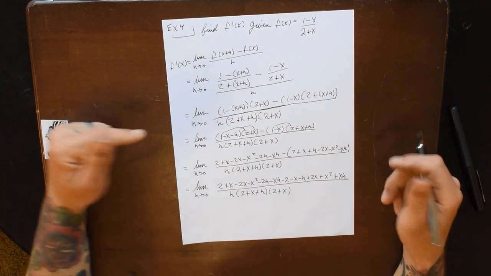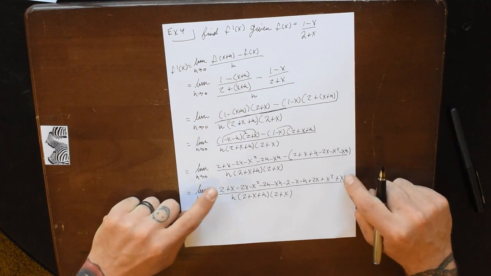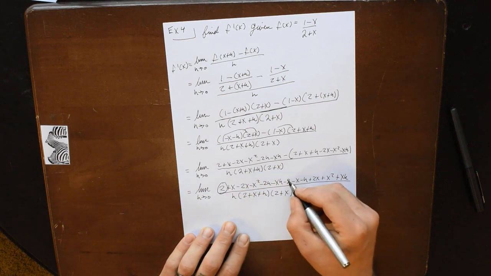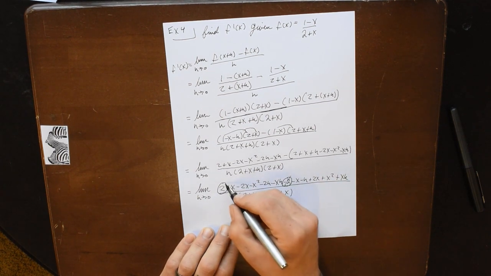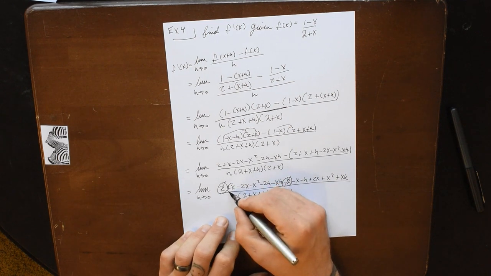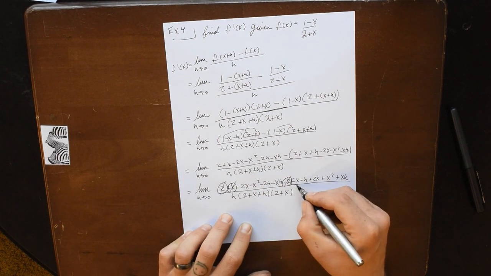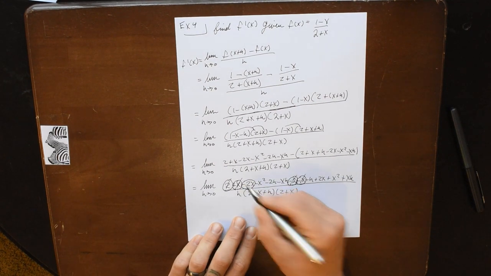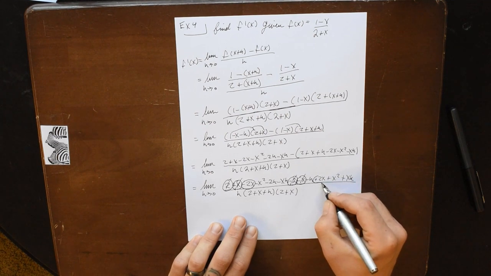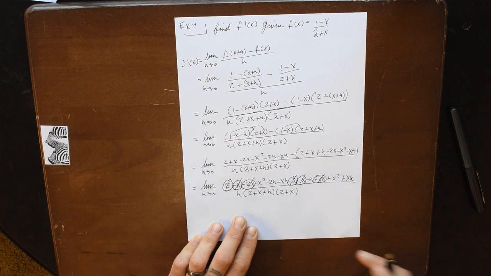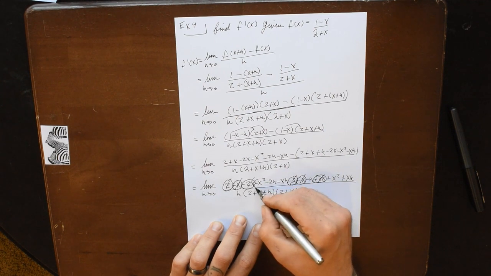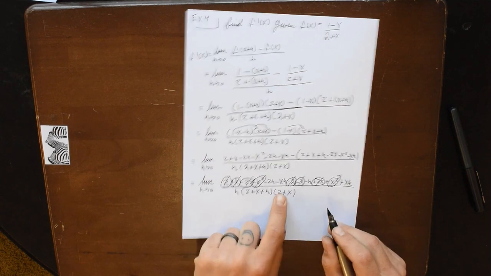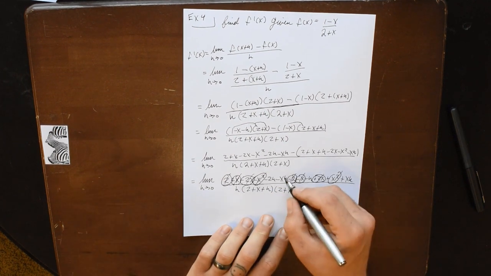Isn't all this algebra beautiful? Now we want to go through and we want to cancel as many things as we can in the numerator. I've got a positive 2. I've got a negative 2. I got a positive x and a negative x. I've got a negative 2x. I got a positive 2x. Oh, I've got a negative x squared and a positive x squared. And I've got a negative xh and a positive xh.